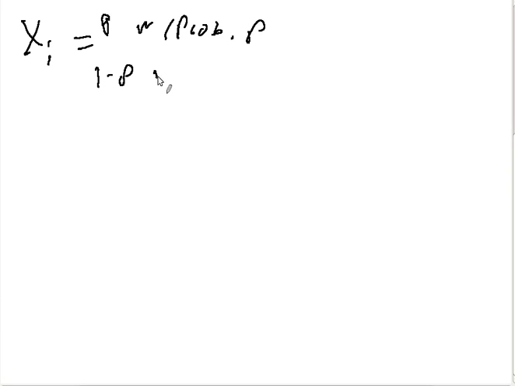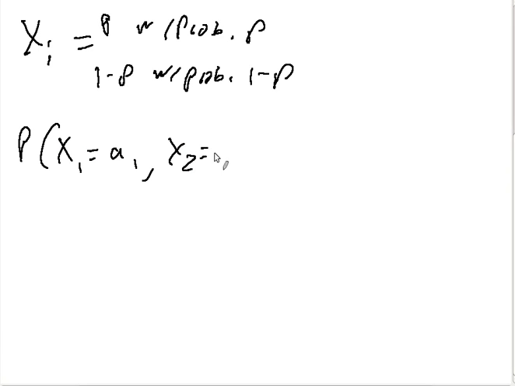For part 1 of problem 2, we're asked to show that if we're given a number of variables xi drawn from the distribution which takes on the value p with probability p, and 1 minus p with the remaining probability 1 minus p, each of these variables independent, then the probability that x1 equals, let's call it a1, x2 equals a2, etc., through xn equals an is going to equal the product of the ai's.